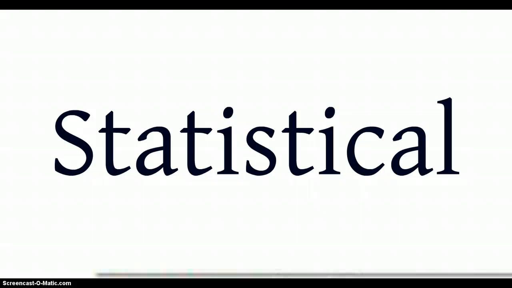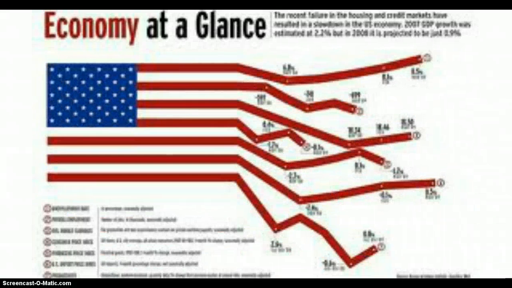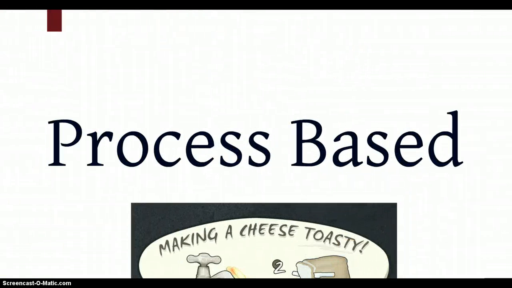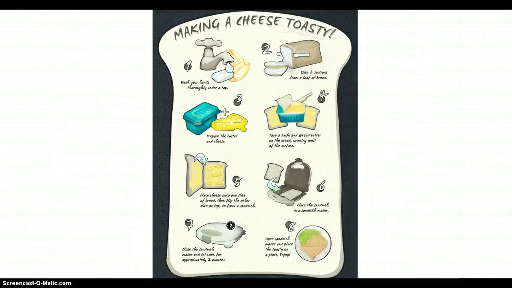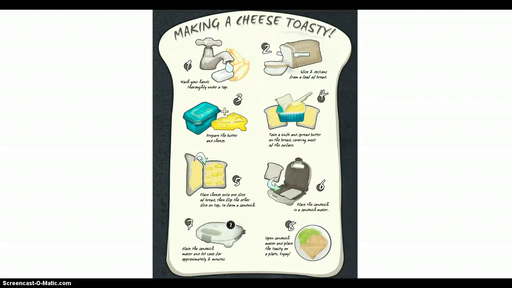The first one being statistical. Statistical infographics focus on graphs and data. So I've given you an example of a statistical infographic here about the United States and its economy. The second type of infographic is process-based. Process-based infographics focus on steps, namely things such as recipes. So therefore, I am showing you an example of a process-based infographic here. This one shows you how to make a cheese toastie, something cute to look at, and also to even share with your students if you want to show them examples of different infographics.